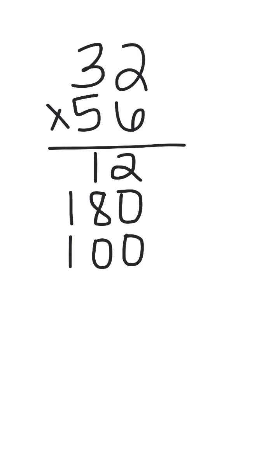My last step in multiplying here is going to be 50 times 30. I know that 5 times 3 is 15. I also know I have 2 zeros I need to add for my place value. So I know that 50 times 30 is actually 1,500.